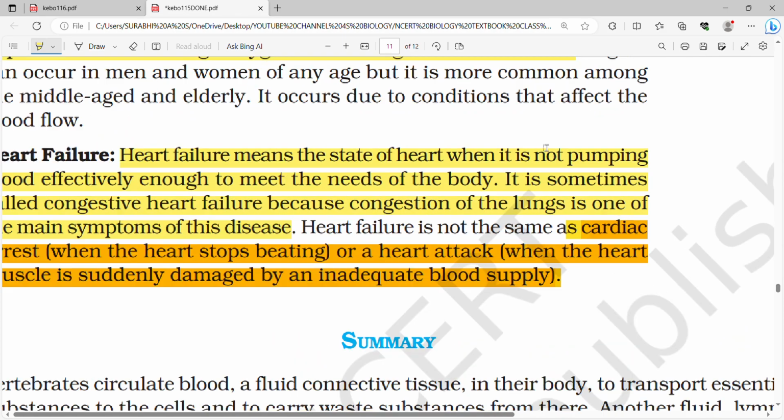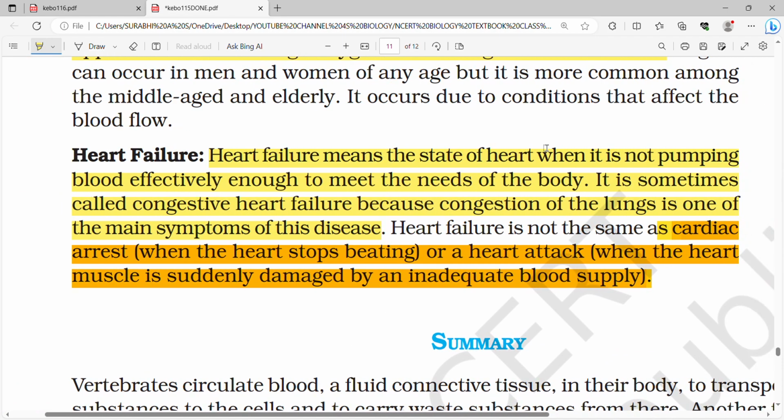The next one is heart failure. This is very much important because there is confusion between three: cardiac arrest, heart failure, and heart attack. So let me first tell you, cardiac arrest is when the heart stops beating. Arrest means stops. Heart attack is when the heart muscle is suddenly damaged by an inadequate supply of blood. So these two are very important. It is a PYQ and a most probable question also.